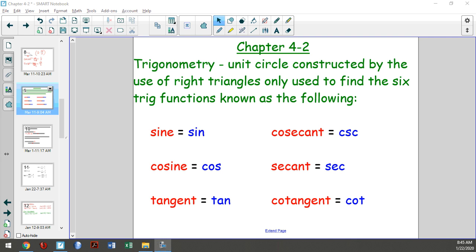Okay, everybody have their books open. I need you guys to be on page 263. Page 263. We're starting chapter 4.2. Chapter 4.2 is all about trigonometry, as from what we've already been starting.